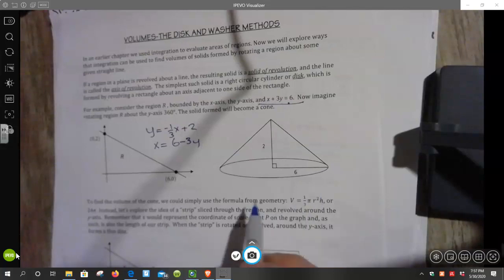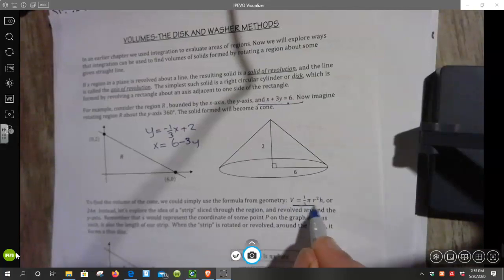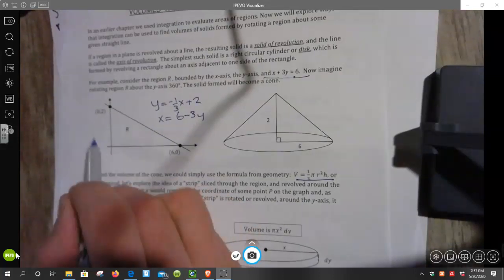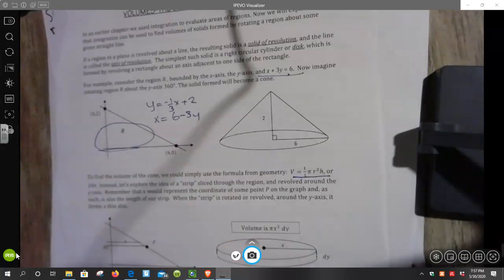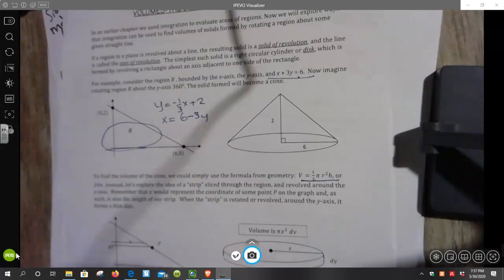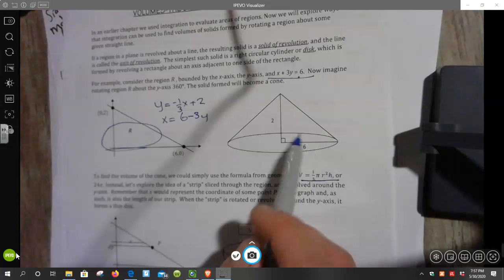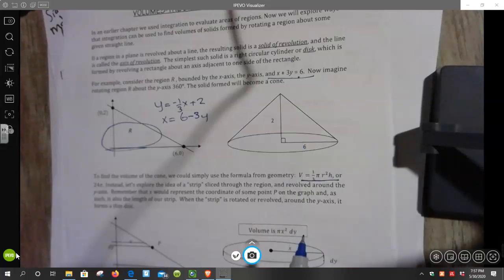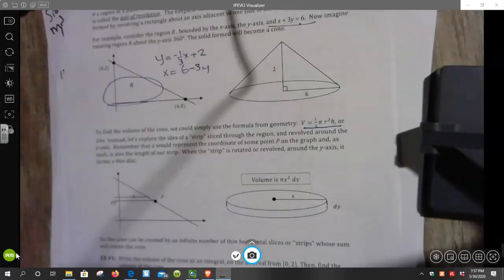Okay. And we know the volume of a cone is 1/3 pi r squared h. So if we revolve this way around the y-axis, that's going to make a cone just like this. Alright, and that's what's happening. So let's take a look.